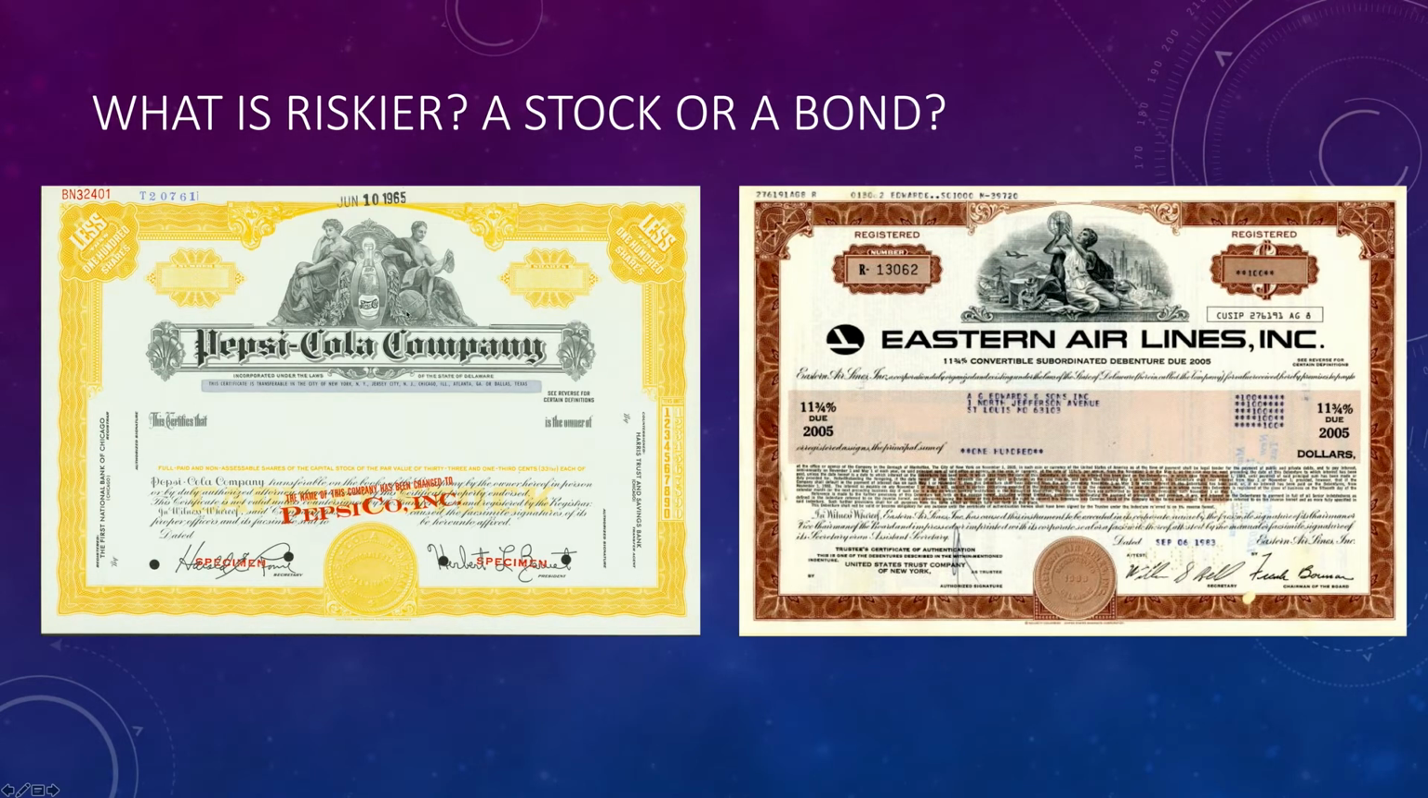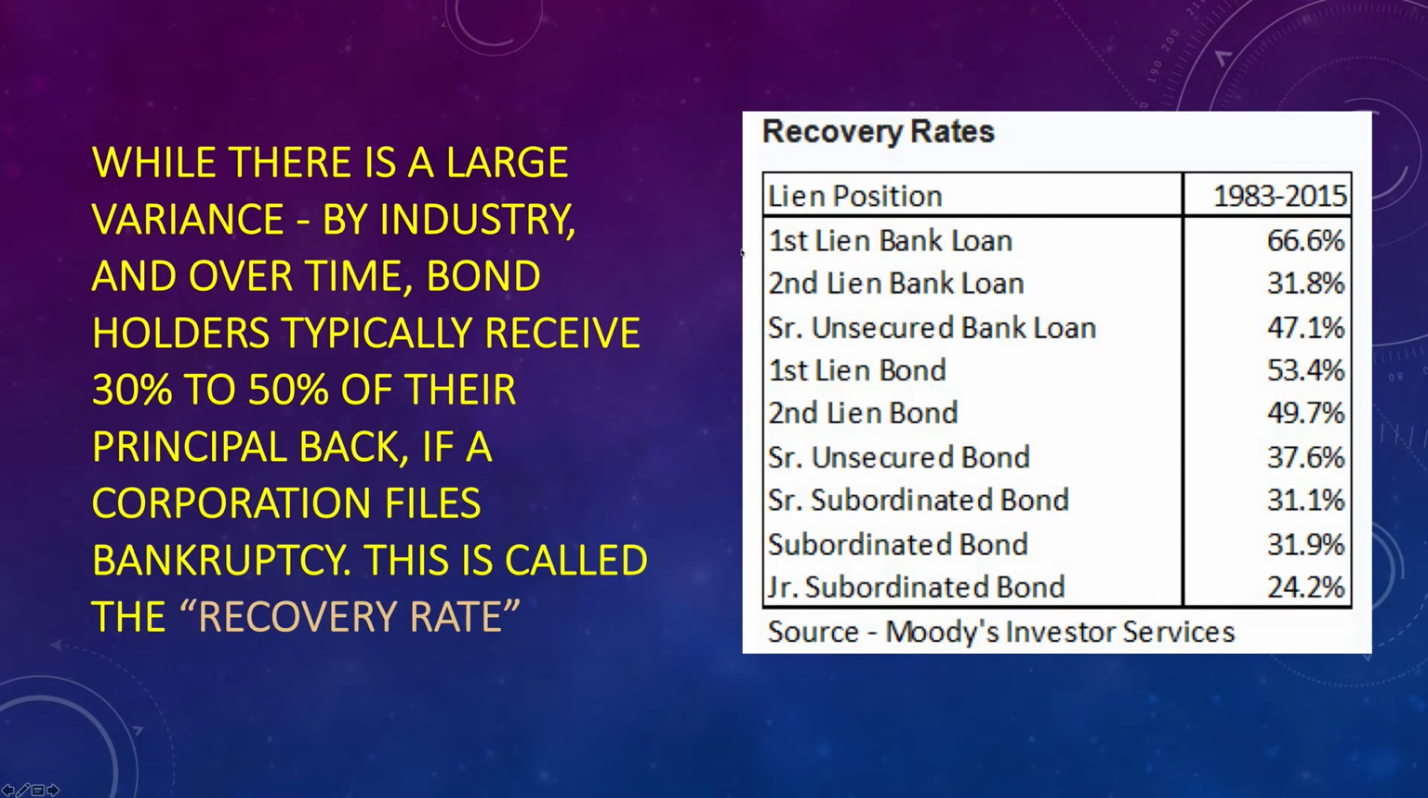So if you look at risk in terms of volatility, stocks are more volatile on an individual basis or even on a collective basis than bonds. Sometimes the recovery rates, the amount that bondholders get back, will vary depending upon what type of lien position they have. For example, this is a senior unsecured bond. You see the recovery rate 37.6%. That's kind of the typical recovery rate, 30 to 50%, 30 to 60% perhaps for most companies.